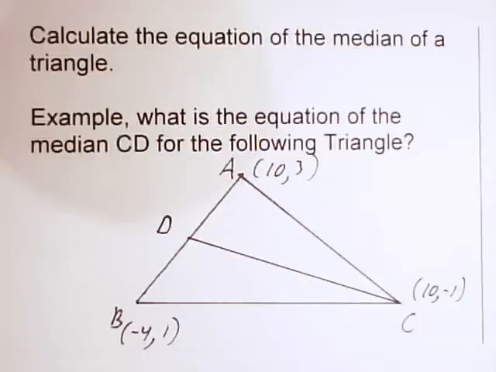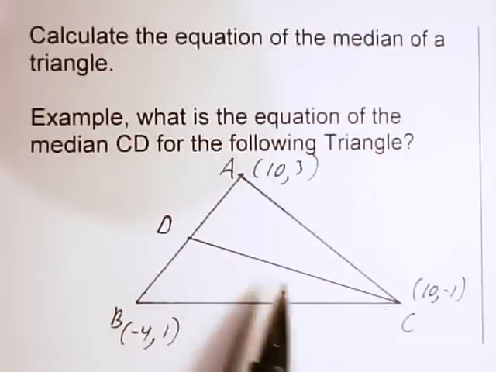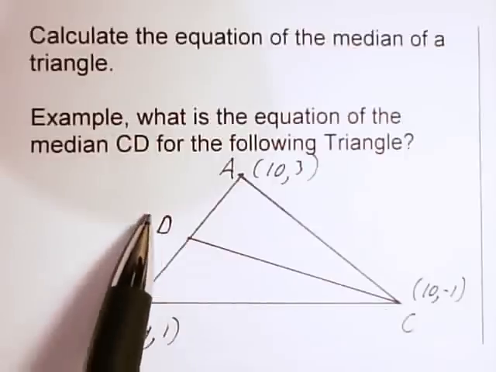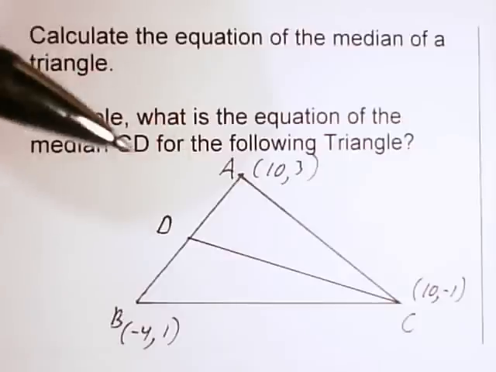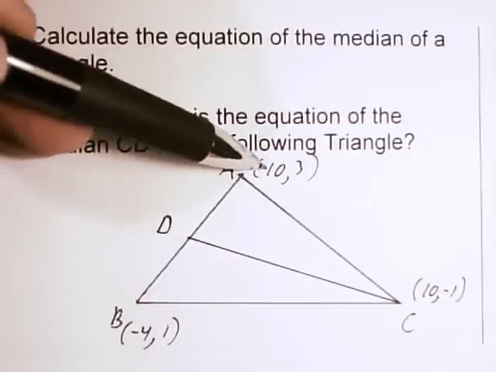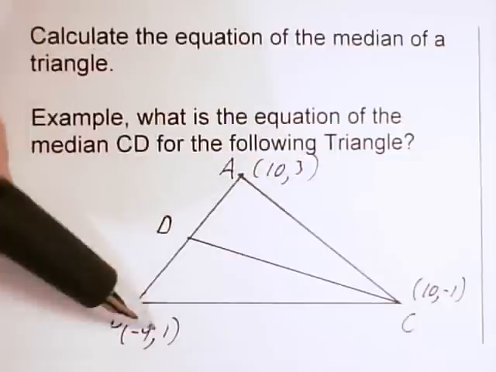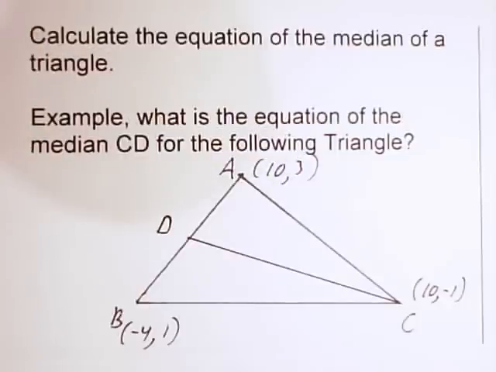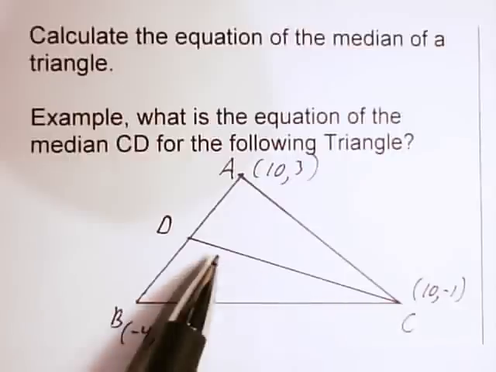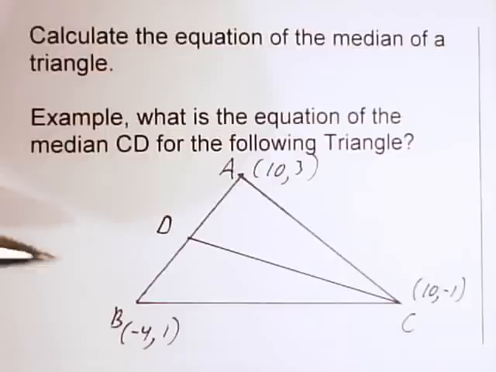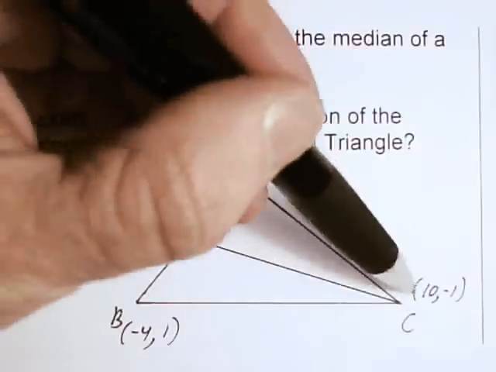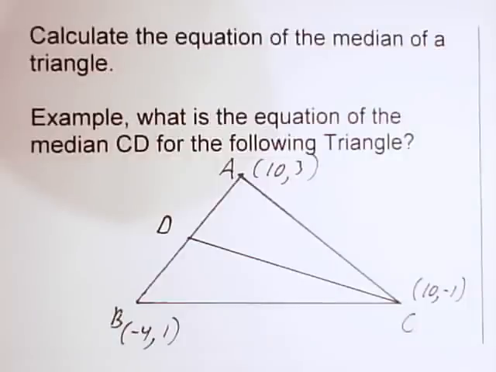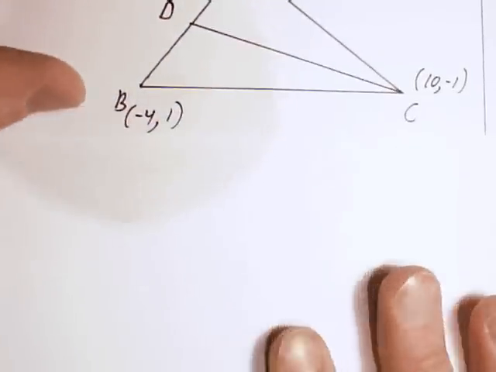To do this, a median runs from a vertex to the midpoint of the opposite side. I'm going to call that point D. What I'm going to do is find the midpoint by adding the x's, dividing by 2, adding the y's, dividing by 2, just using the midpoint formula. That will give me this point. Then I will use this point and this point with my slope formula to get the slope of that line. Finally, I'll use the slope with either this point or this point to get the standard form equation of the median line. So let's start off by calculating the midpoint.